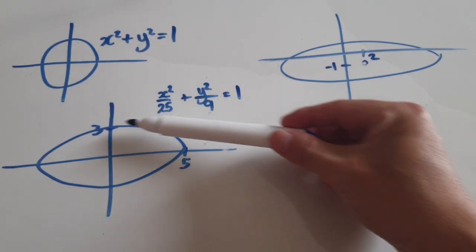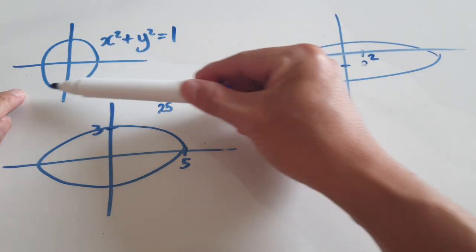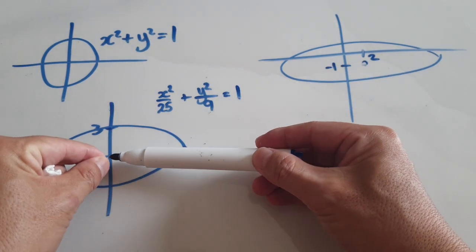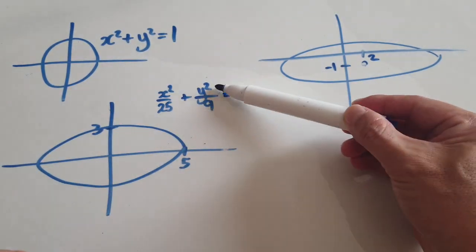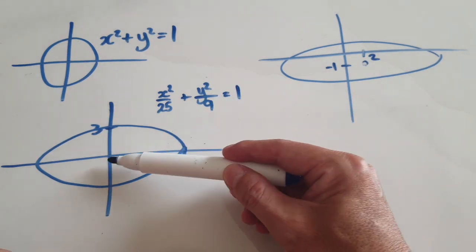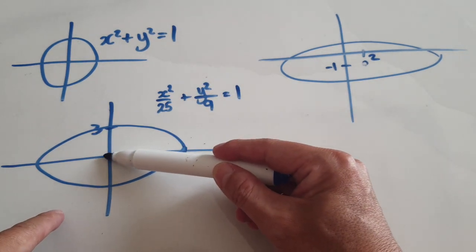In the previous video, we drew an ellipse. We started out with a circle of radius 1. We stretched it by a factor of 5 in the x direction and a factor of 3 in the y direction. So this is the center of the ellipse.